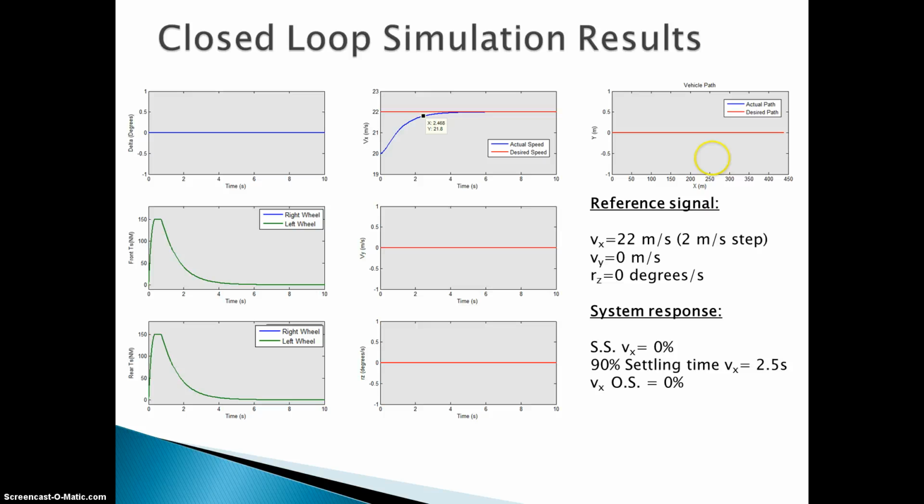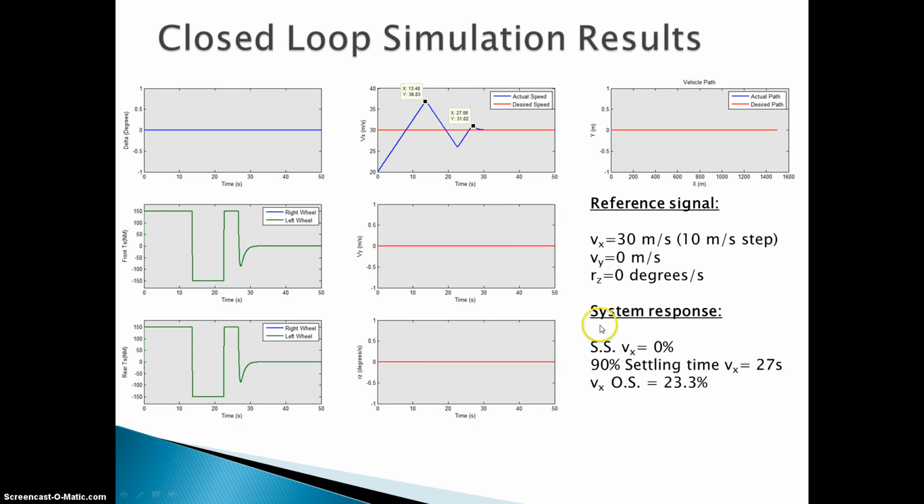This is the first simulation that we did for our controller. We gave the system a 2 meters per second step on longitudinal speed Vx. The behavior is good: we have 0 steady state error, 0 overshoot, and a 2.5 second 90% settling time. Our delta, Vy, and Rz are not changing, which makes sense, and we can see that the torques have saturated, which is fine, and is due to the saturators that we put in our plant.